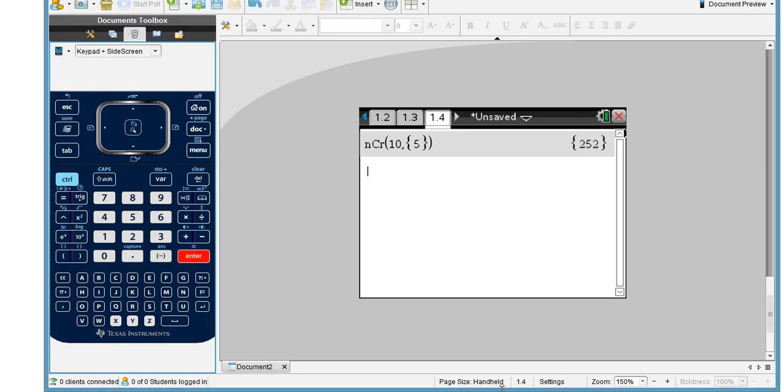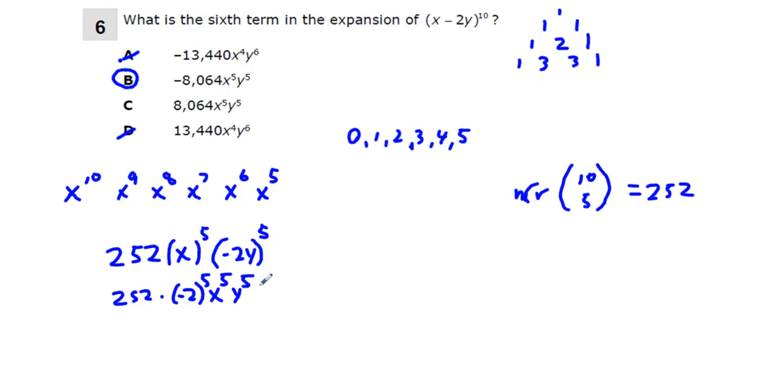So let's put this in here. 252 times, we're going to put in negative 2 to the power of 5. For that, we get negative 8,064. So x to the 5th, y to the 5th. Yeah, that's right. Answer choice B.